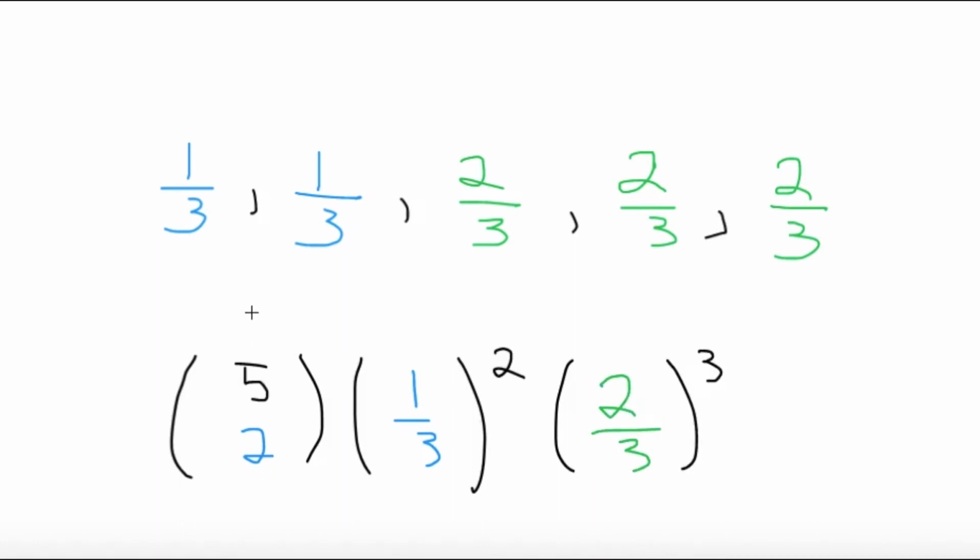Now let's read this again. This tells us the number of ways to arrange heads and tails. This tells us the probability of the 2 heads, and this tells us the probability of the 3 tails. The last thing that we have to do is very simple, just multiply everything out.